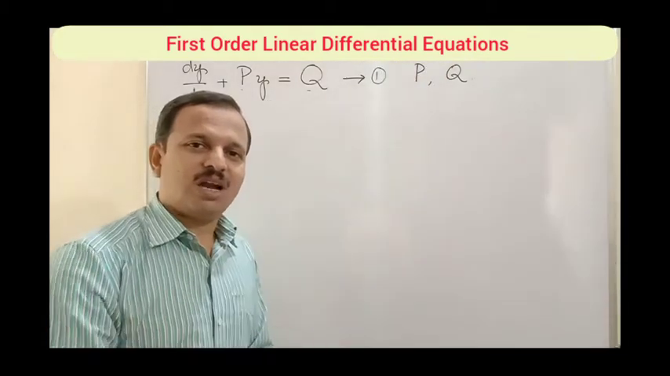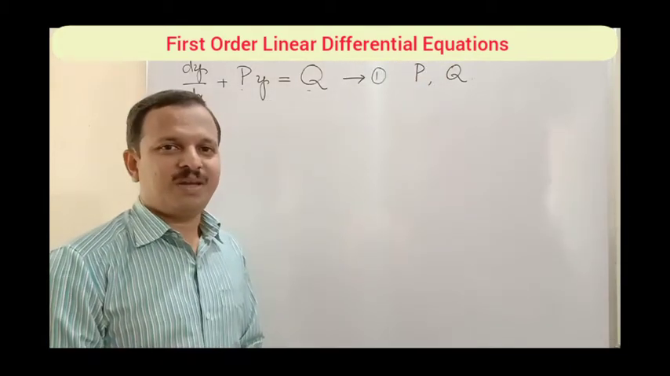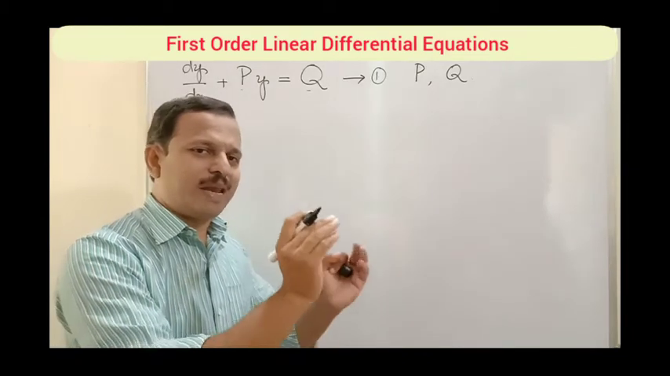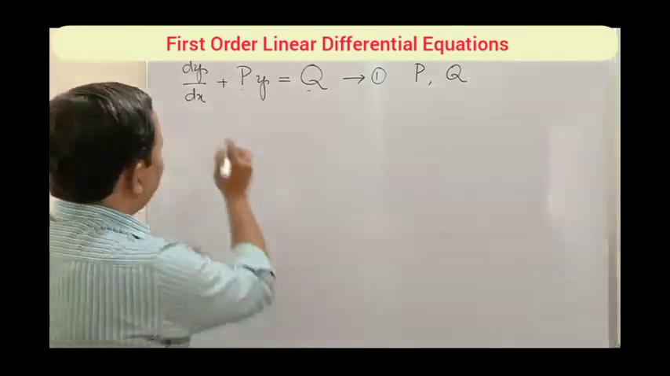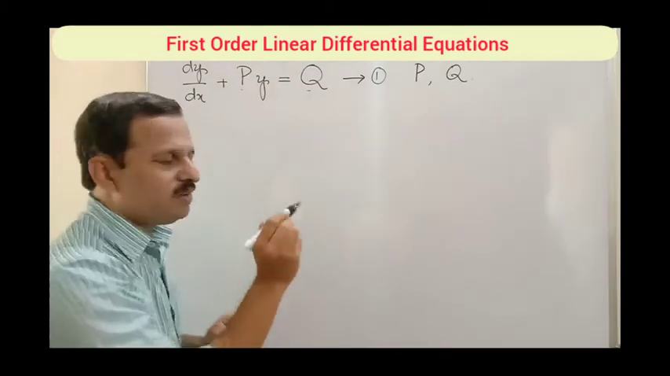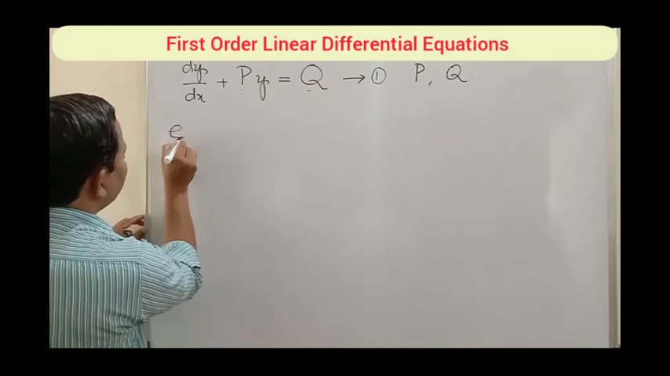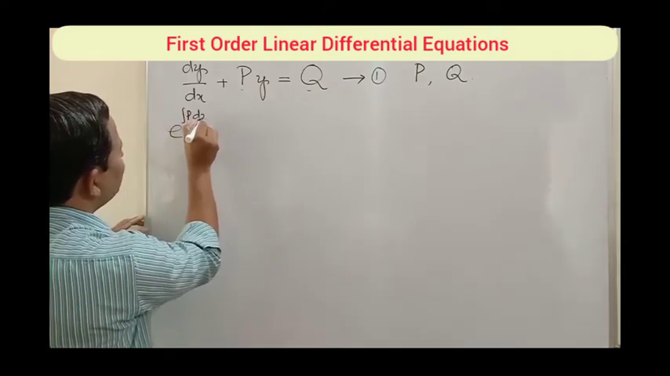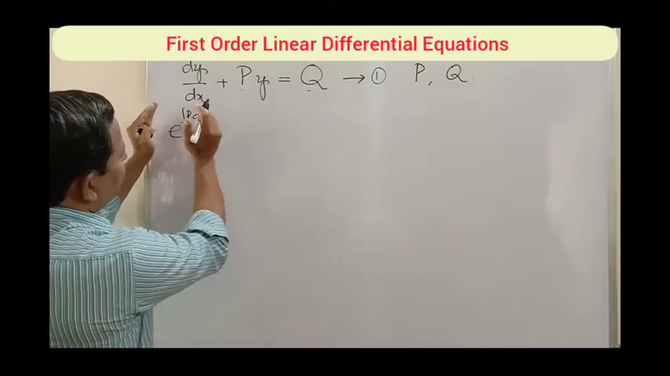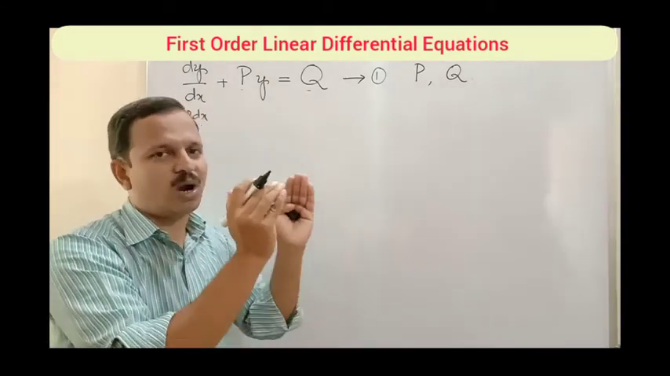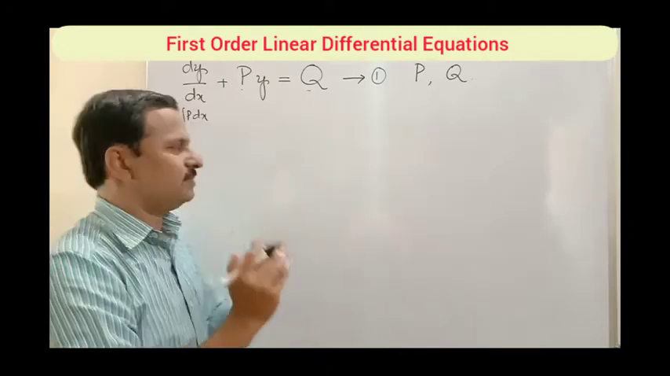Now let us consider how to solve this equation. Before going to solve this differential equation, I will do some manipulation over here. I will multiply both sides of this equation with a term e to the power integral of p dx. So you please be careful. This is an important factor I am multiplying on both sides. I will tell you later on what that term actually is.